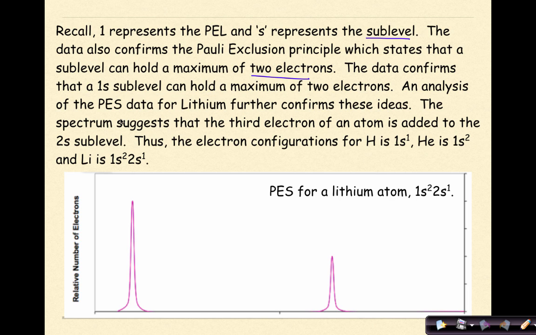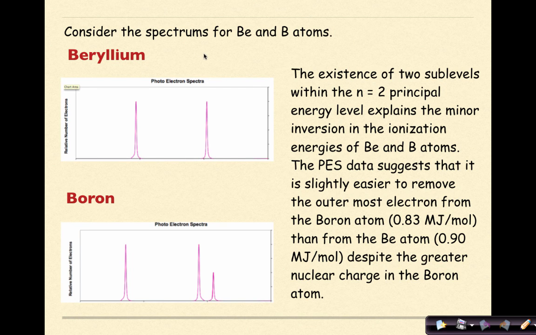An analysis of the PES data for lithium further confirms these ideas. The spectrum suggests that the third electron of an atom is added to the 2s sublevel. Thus, the electron configuration for hydrogen is 1s1, helium is 1s2, and lithium is 1s2, 2s1. Consider the spectrums for beryllium and boron. The existence of 2 sublevels within the second principal energy level explains the minor inversion in the ionization energies of beryllium and boron.